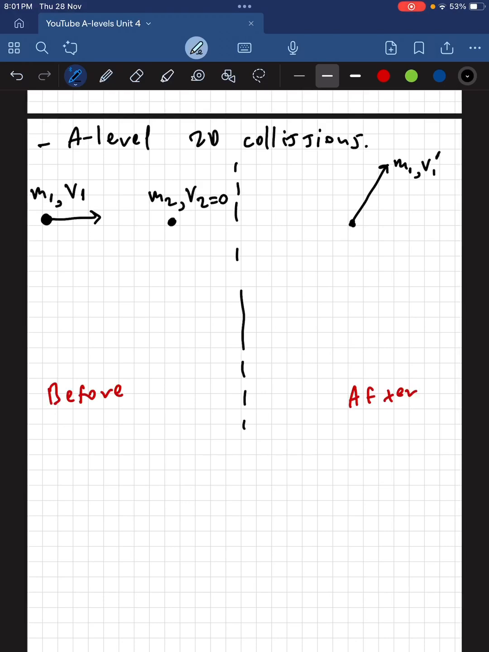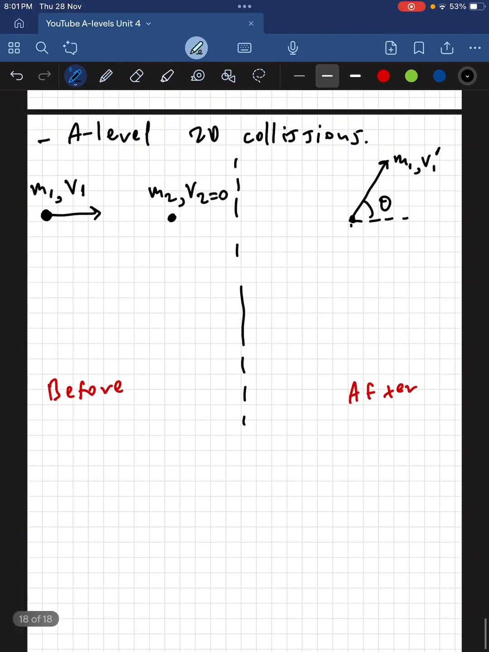But after, we get the following. The first ball moves in this direction, which makes an angle theta with the horizontal, and the second ball makes an angle phi with the horizontal, and it moves in this direction, so it has a mass m2 and velocity v2 prime. So what I like to do is to analyze the momentum vector into its x and its y component, and in 2D collisions we basically have conservation of momentum in both axes, both x and y.